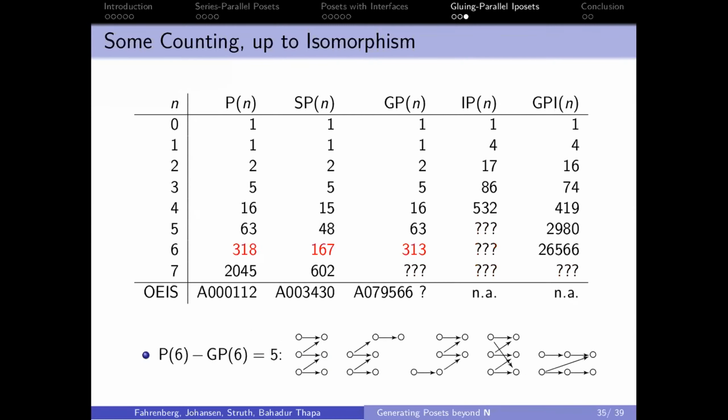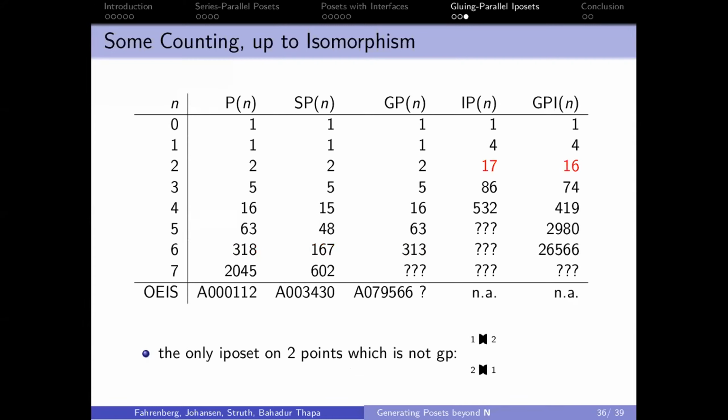Second thing to notice is something we noticed already. There are precisely 5 posets which are not gluing parallel on 6 points. You saw them already. But note that this is still much more than series parallel posets. So the sequences P of n and GP of n only diverge at 6. And then there are not many of them which are not gluing parallel.